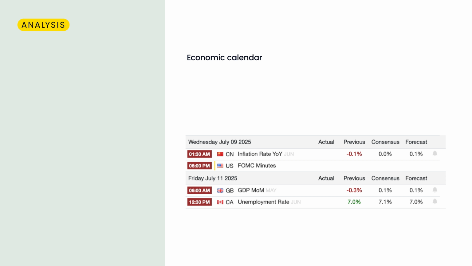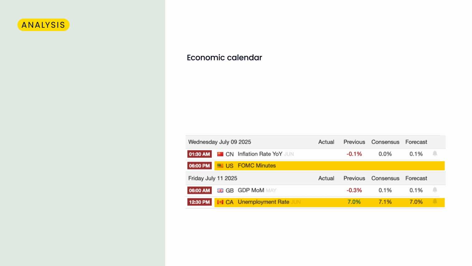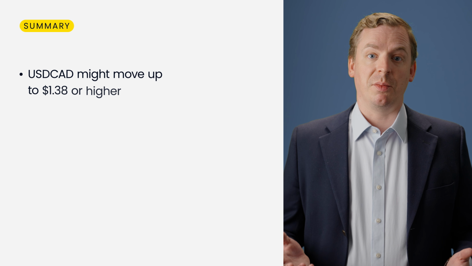Now, the critical releases very likely to affect the idea in the next few days are the minutes from the FOMC, which is coming out on Wednesday night GMT, and most importantly, the Canadian job report, which is due on Friday. In summary, the idea for this week is a possible buy for the US dollar against the Canadian dollar with a target around 138.